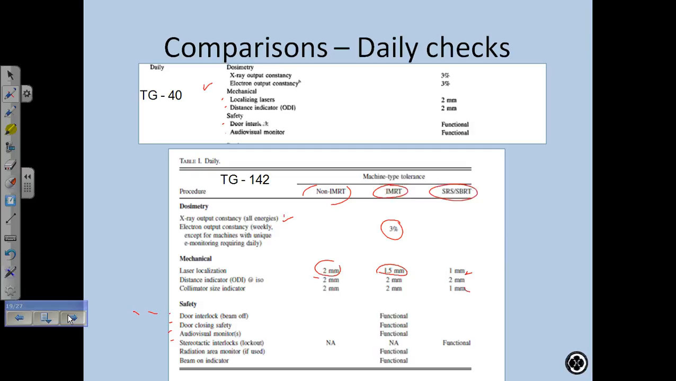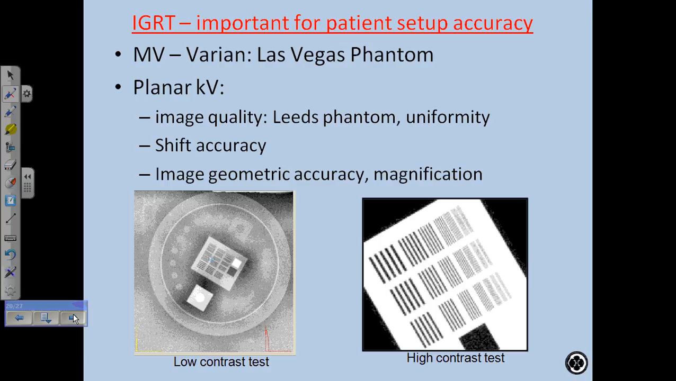Radiation area monitor, okay, and then BMOD indicator. Those are just things that have been in the room for many years. Okay, so those are some differences between 40 and 142. Okay, IGRT. Extremely important for patient setup accuracy. We now put a lot of trust in IGRT, don't we? We take pictures and we assume everything's right, but we have to check that.